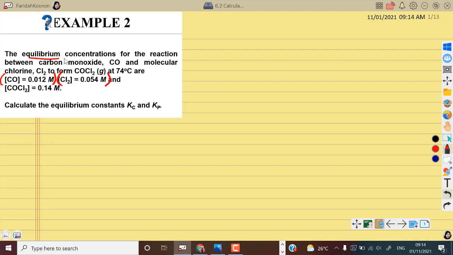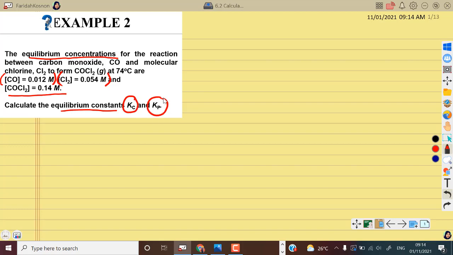Ini adalah concentration at equilibrium. So that clue is very important. And the concentration of the product forms at equilibrium. COCl2 ni adalah product form. Okay, jadi apa yang soalan minta? You are going to calculate the equilibrium constant. Awak kena kira equilibrium constant. Okay, yang mana satu? The question asks you to calculate both Kc and Kp.